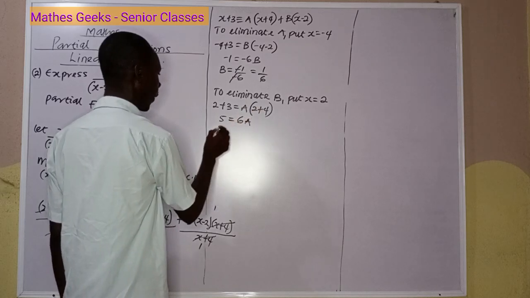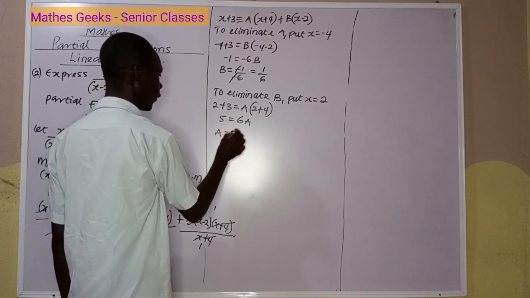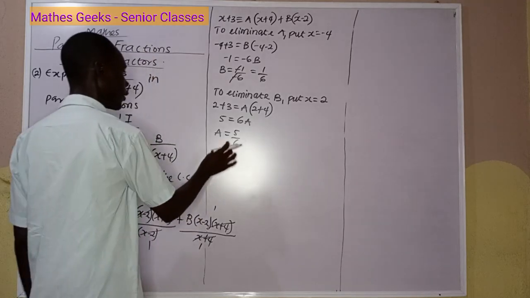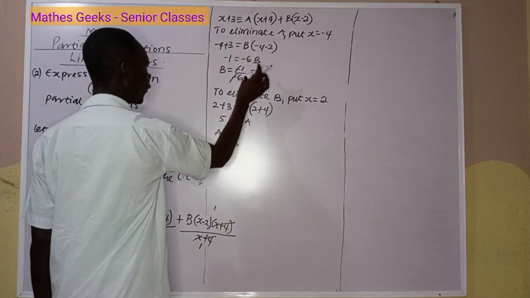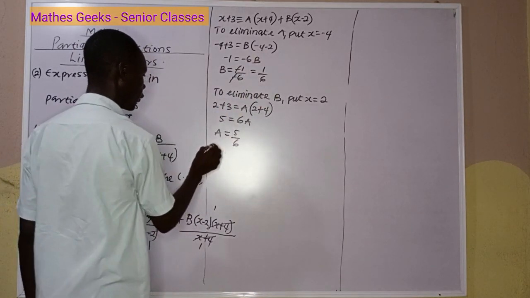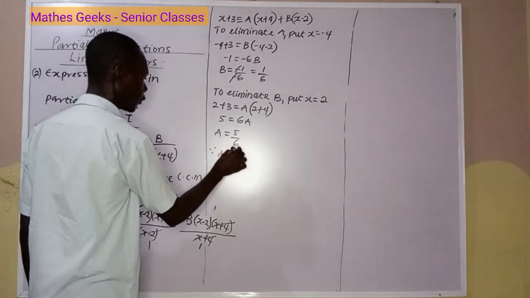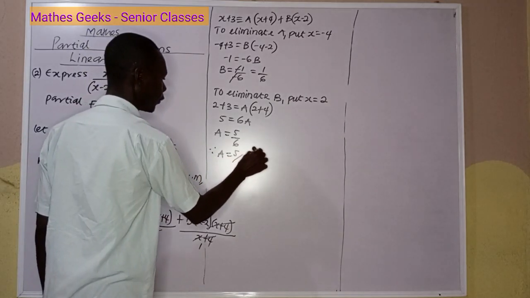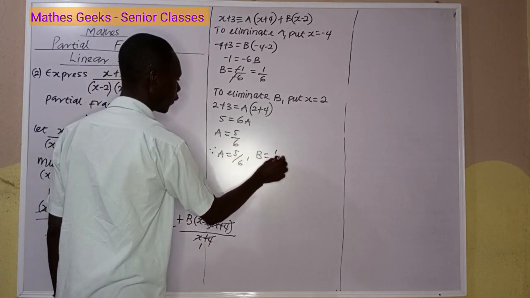This is just 1. Now divide both sides by 6, we're going to have 5 over 6. So this is the value for A, and this is the value for B, 1 over 6. So say therefore A is equals to 5 over 6, and B is equals to 1 over 6.